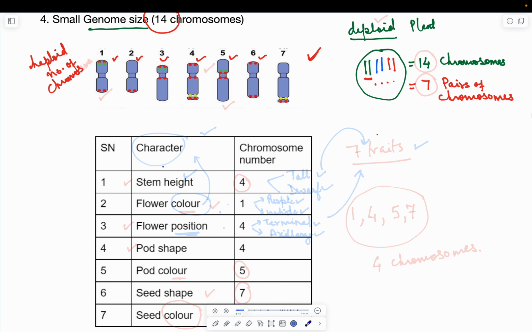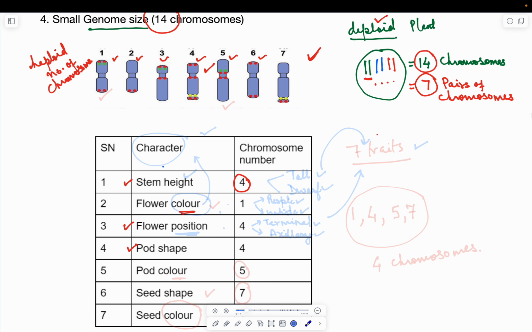Right, so this is the haploid number of chromosomes in a pea plant, but the pea plant is a diploid plant. So in total it has 14 chromosomes. That means 7 pairs of chromosomes. So the different characters which were selected by Mendel, say stem height, flower position, then pod color, they were present on chromosome 4.